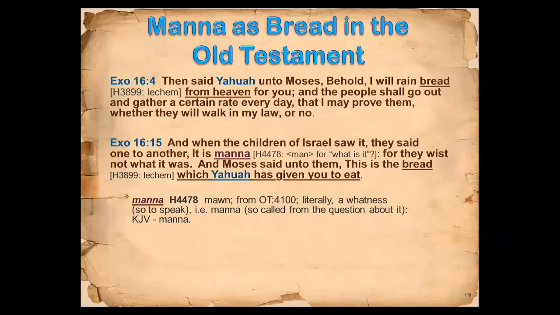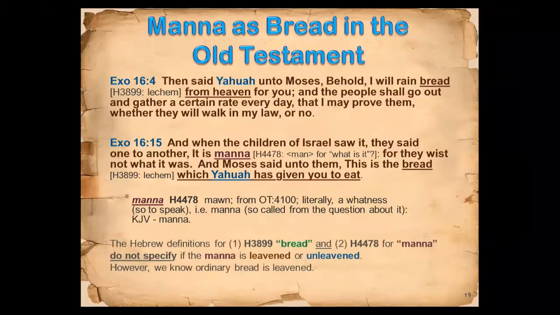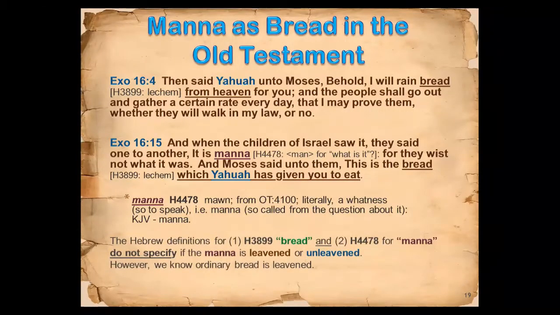Well, when you look up manna in the Hebrew, it is 4478. Literally, it's a whatness, or so to speak, it's manna. And it's called that way because of the question about what is it? So when you say manna, it really means what is it? The Hebrew definitions for 3899 bread and for 4478 manna, neither one of them specify if the manna is leavened or unleavened. However, we do know that ordinary bread is always leavened.